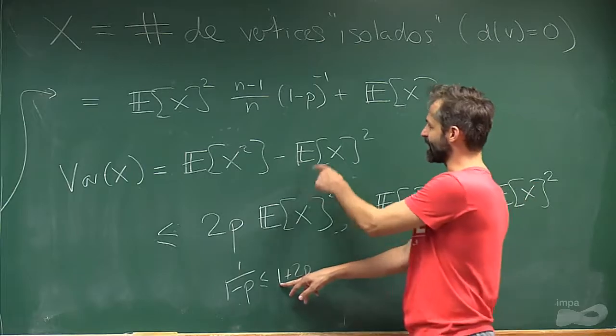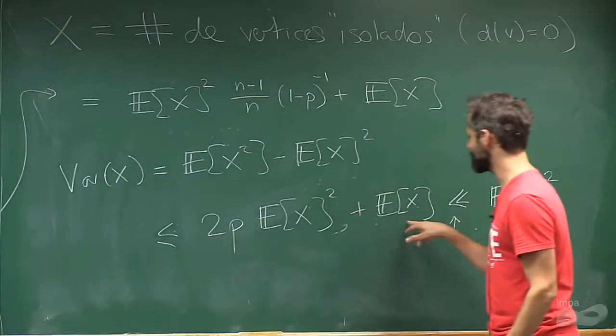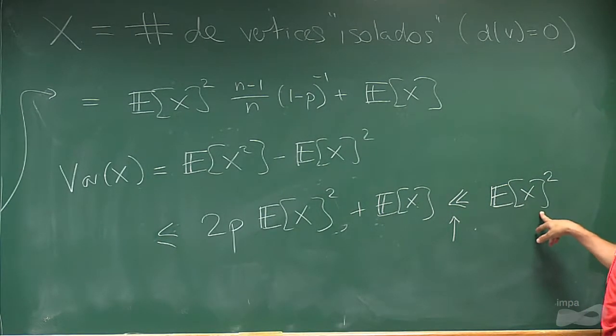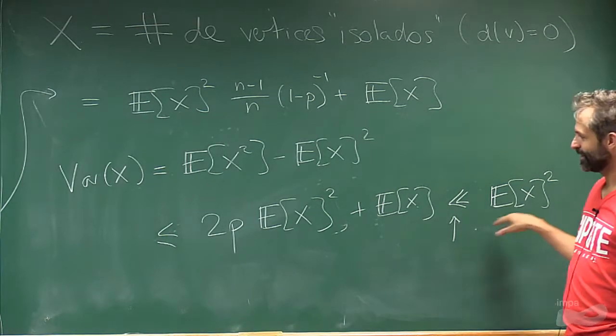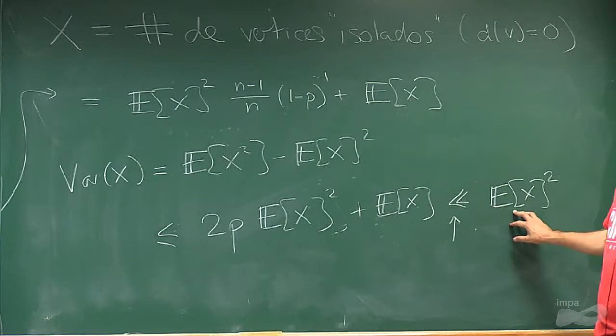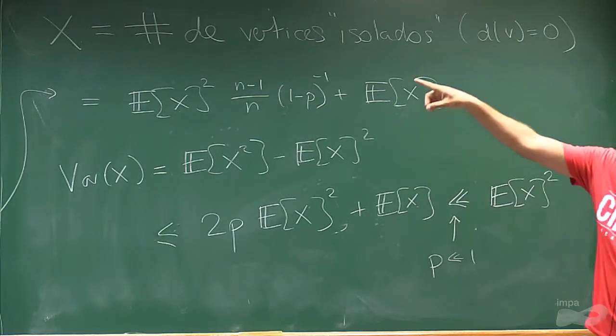So the one gets cancelled by this guy. Okay, that's that step. So why is this step true? We're using two facts. Well, the first one should be obvious. This term is smaller than this because p is small. Right? p is much smaller than 1. In fact, it's like log n over n.